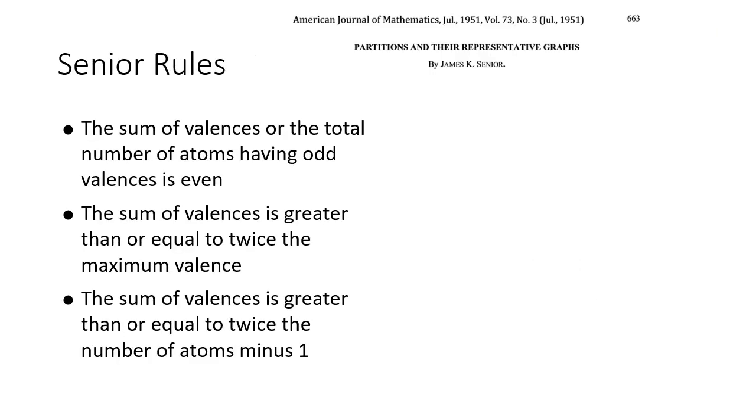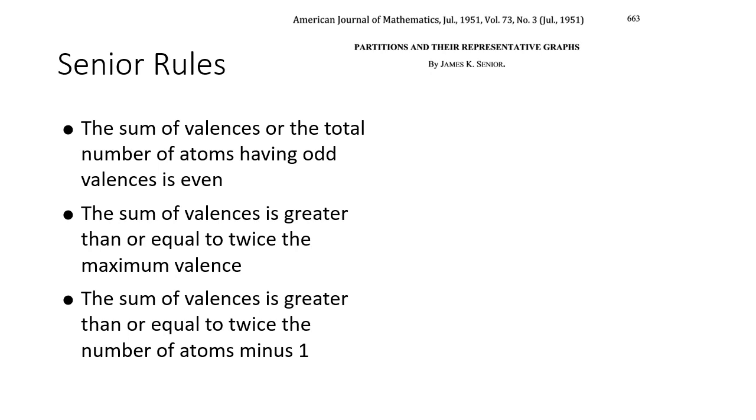The second set of heuristic rules recommended by Kind and Fiehn are the Senior rules, and these were first proposed way back in the 1950s by a chemical mathematician called James Senior, hence the name. The Senior rules state that the sum of the valences, or the total number of atoms having odd valences, must be even, and that the sum of all the valences must be greater than or equal to twice the maximum valence, and thirdly, that the sum of the valences must be greater than or equal to twice the number of atoms minus 1.